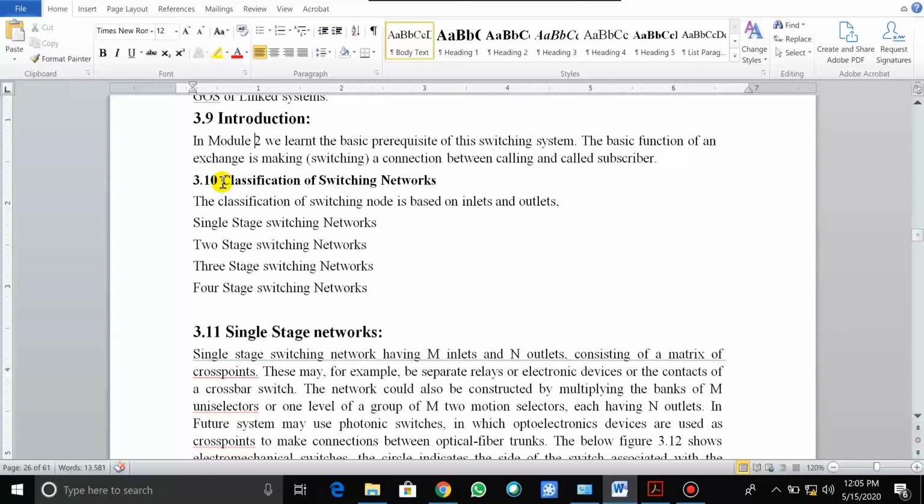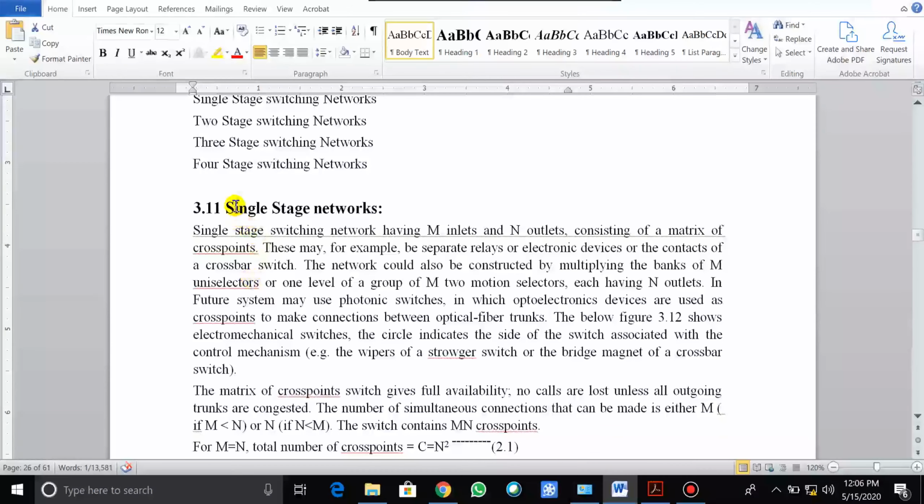Okay, so classification of switching networks. The classification of switching networks is based on inlets or outlets, that is, of four types. One is single stage switching network, two stage switching network, three stage switching network, and four stage switching network. So there are four types of switching networks. Let us discuss a single stage switching network.